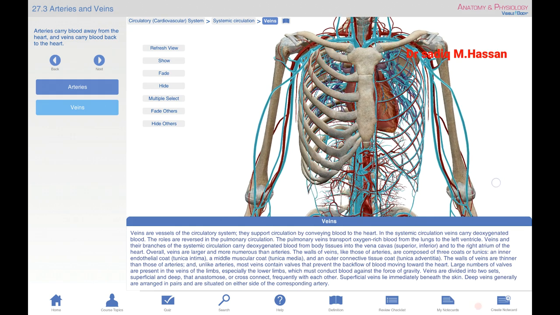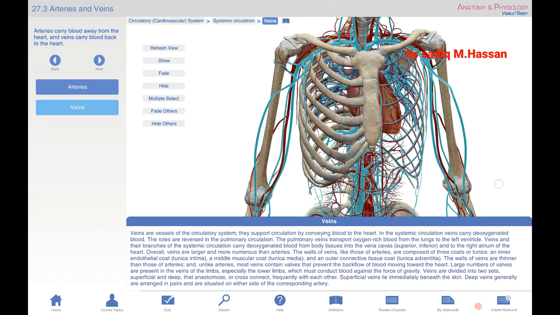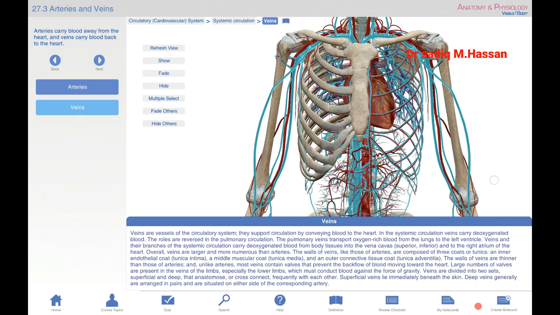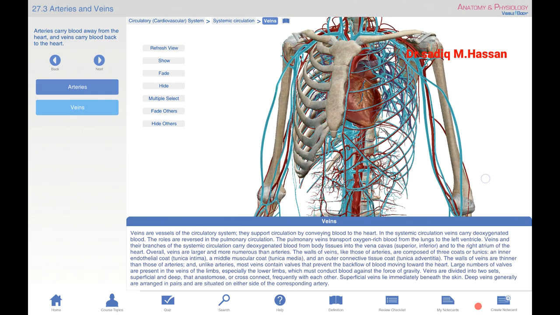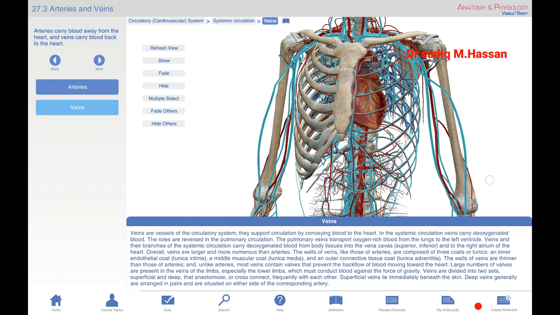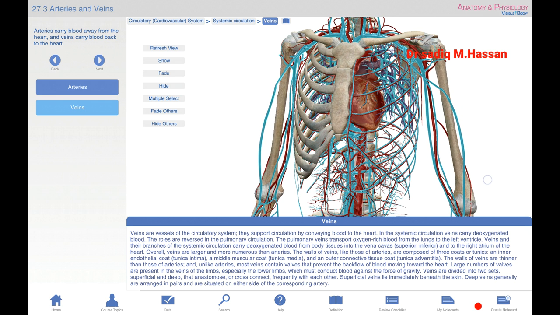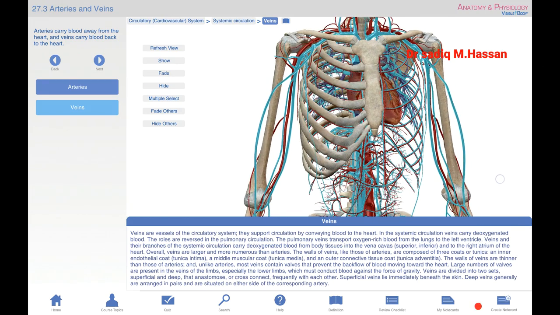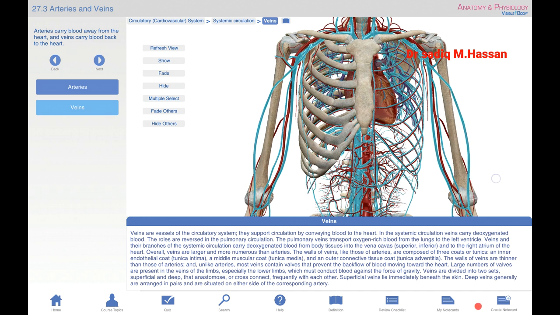Why do we have valves in the lower limb? Because they prevent blood from turning back into the leg, preventing DVT and venous insufficiency. That's when you have a problem with your blood vessels in the lower limb, especially the valves.